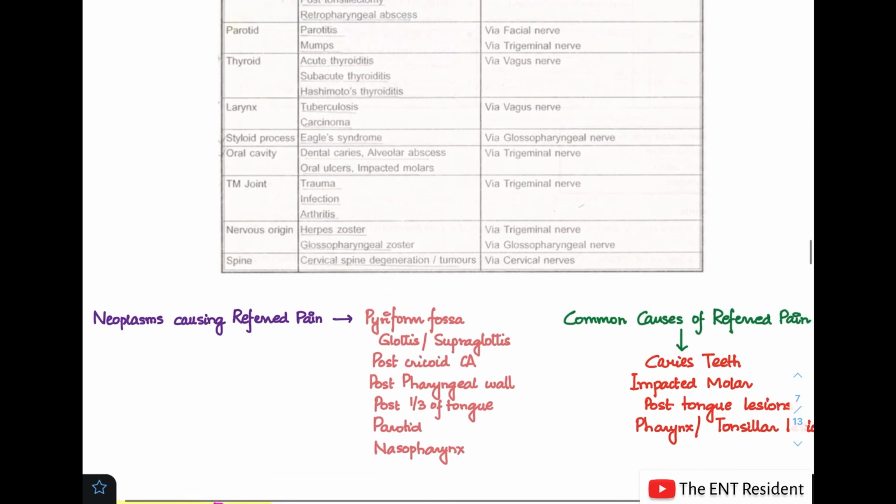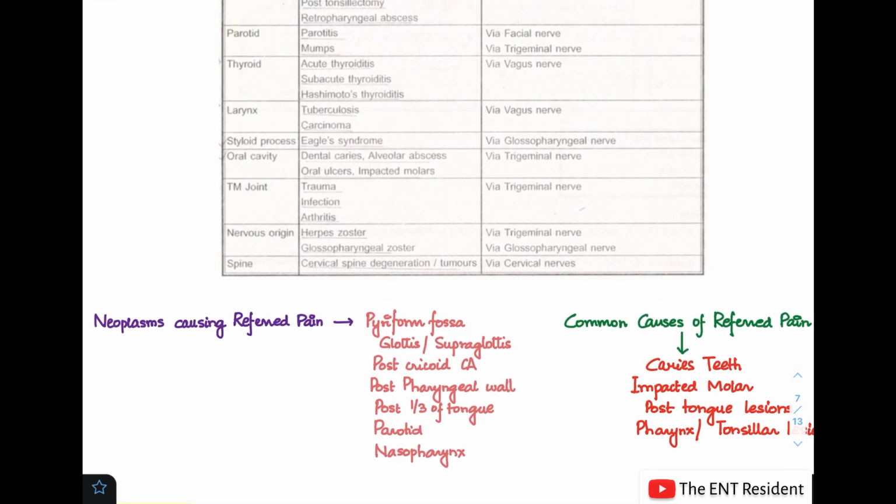Now the neoplasms which can cause referred pain are piriform fossa, glottis and supraglottis carcinoma, postcricoid carcinoma, posterior pharyngeal wall carcinoma. These are all via the 10th cranial nerve. Posterior 1/3 of the tongue is via the 9th cranial nerve. Parotid and the nasopharynx.